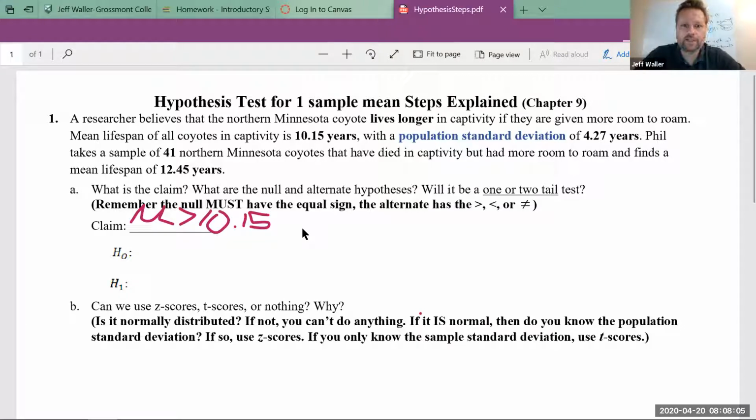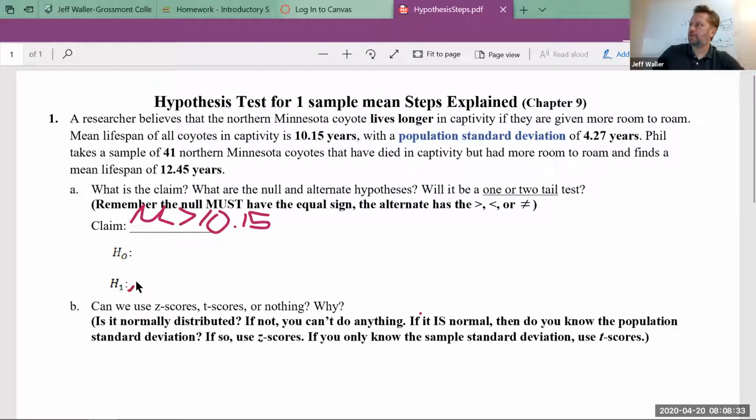Obviously, if you get the claim wrong, that's going to mess your whole problem up because that's where things start. So who thinks something and what do they think? You can write it in English and then you can write it in Mathish. So where's that going to go? Is it going to go in for the H0 or the H1? I don't see an equal sign here, right?